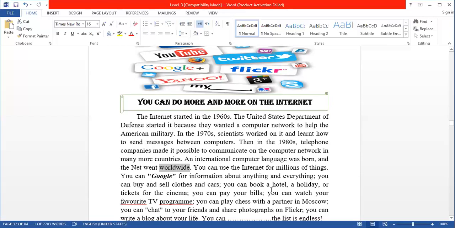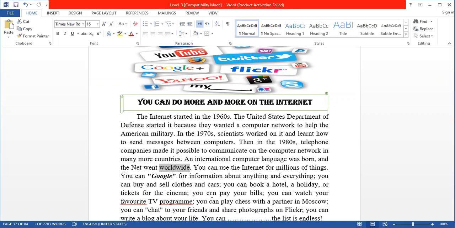You can book a hotel, a holiday or tickets for the cinema. To book means to make a reservation. You can pay your bills. Also you can pay your bills.